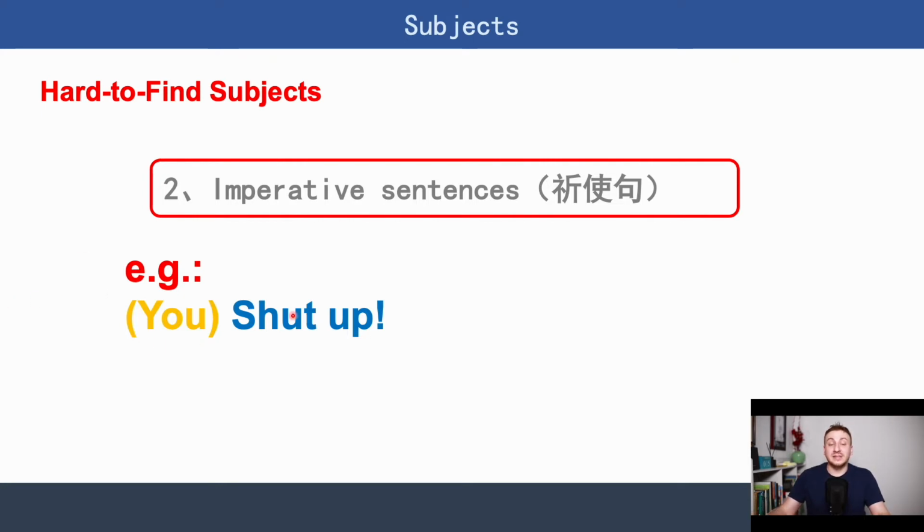Another example in this case would be give me your passport, right? Give me your pencil, give me your book. So again, we don't have the subject, you give me your book.